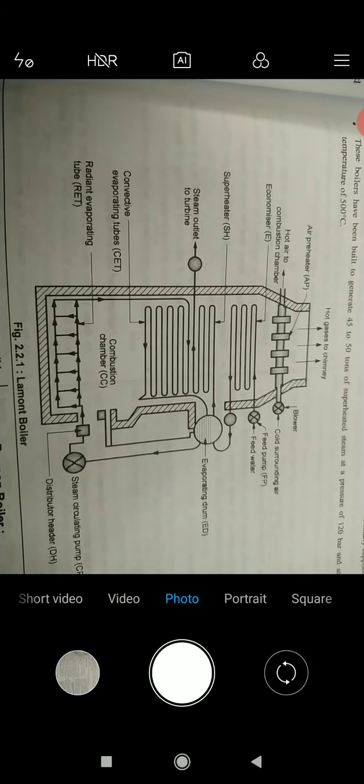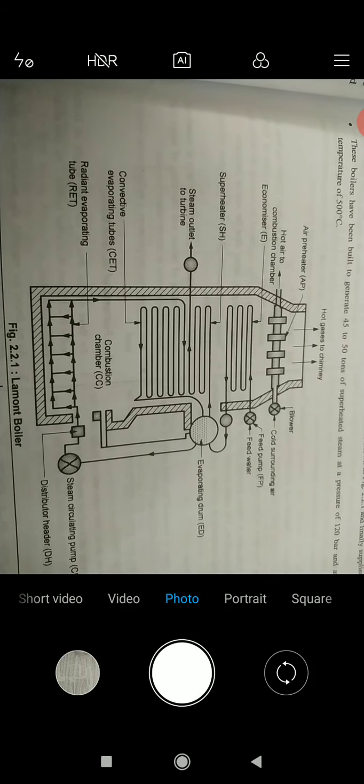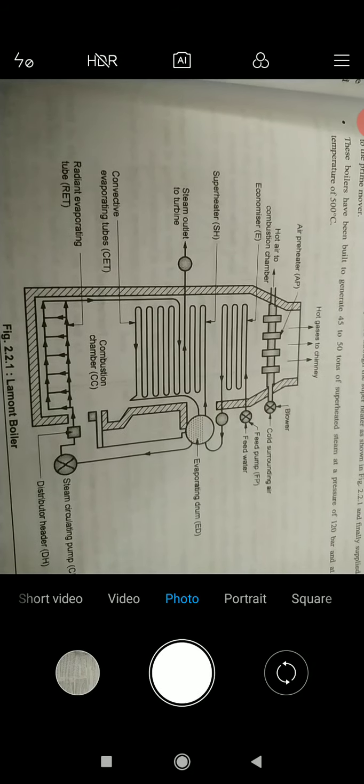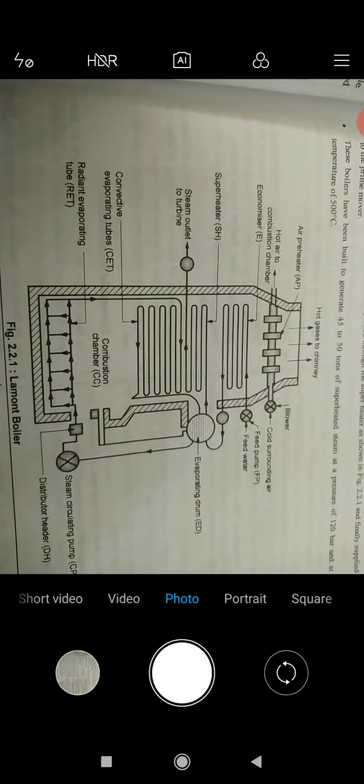This boiler has been built to generate 45 to 50 tons of superheated steam at a pressure of 120 bar and a temperature of 500 degrees centigrade. So please draw the diagram.